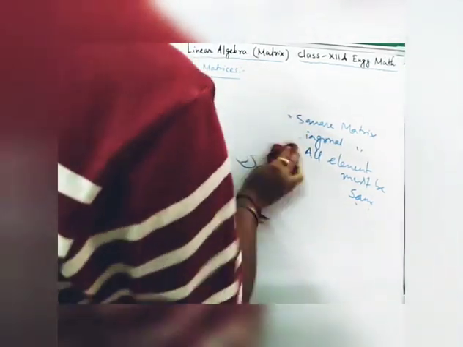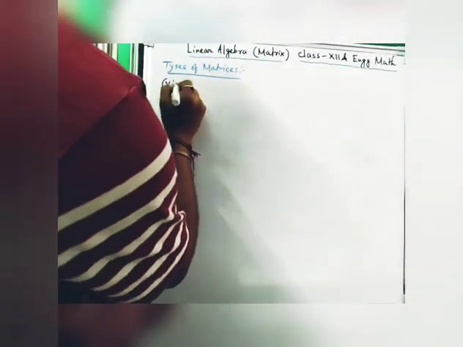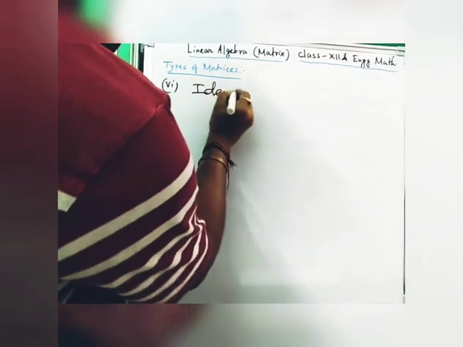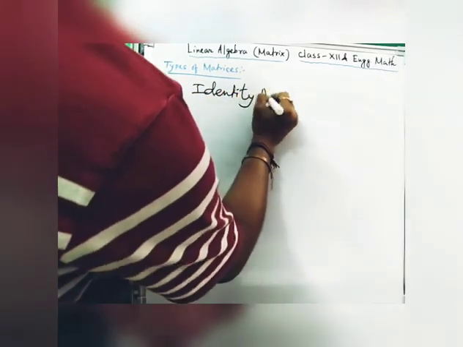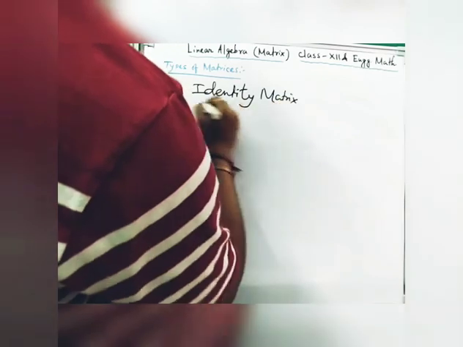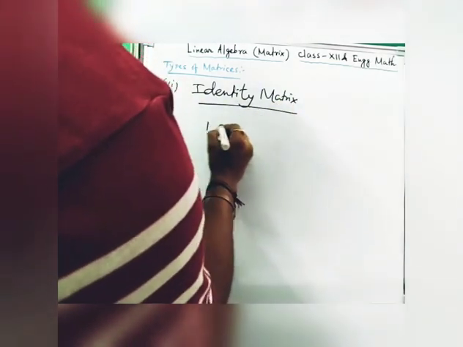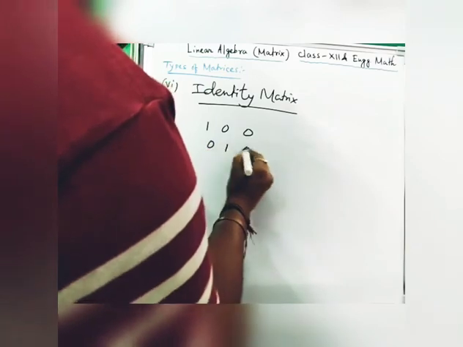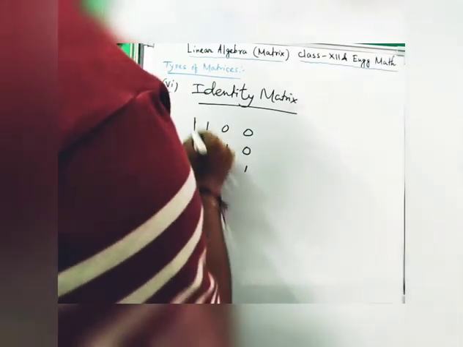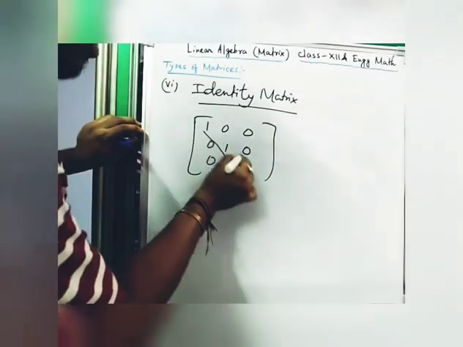The next type of matrix is number 6, the identity matrix. Identity means all the diagonal values have the value one. All the diagonal is having the value one, just like this: 1 0 0, 0 1 0, 0 0 1. You can see here all the diagonal is 1 only.